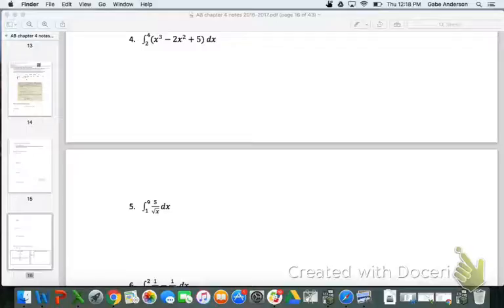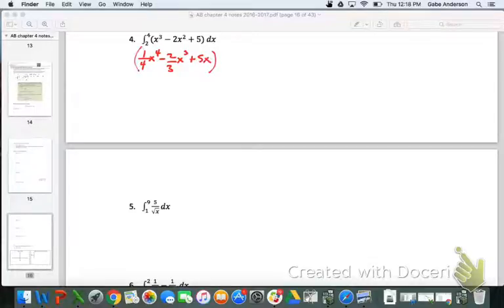We're just going to use the power rule 3 different times. So the antiderivative of x to the 3rd is 1/4 x to the 4th, minus the other one would be 2/3 x cubed. And then the antiderivative of 5, of course, is just 5x.